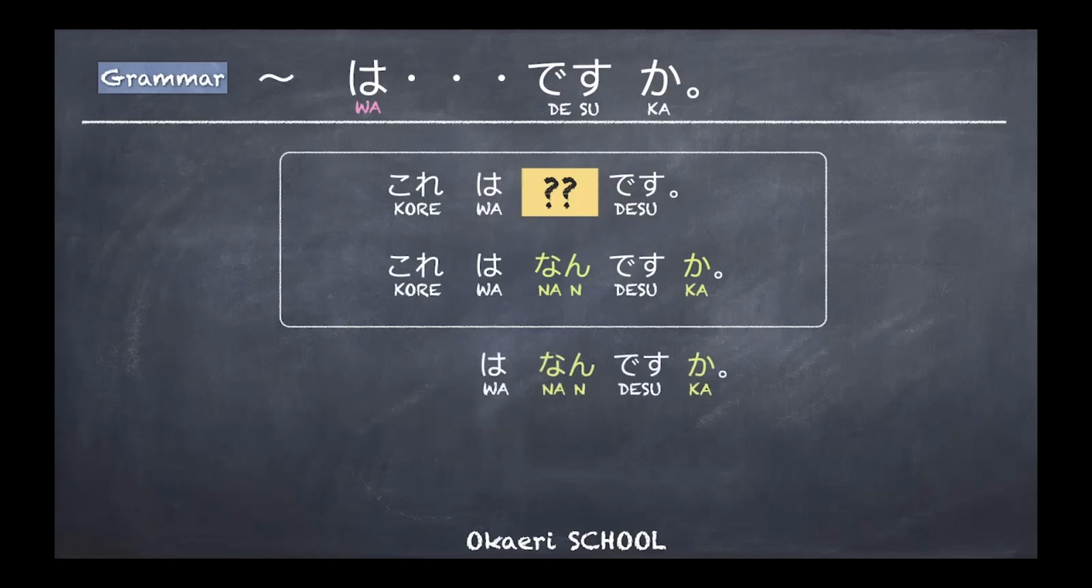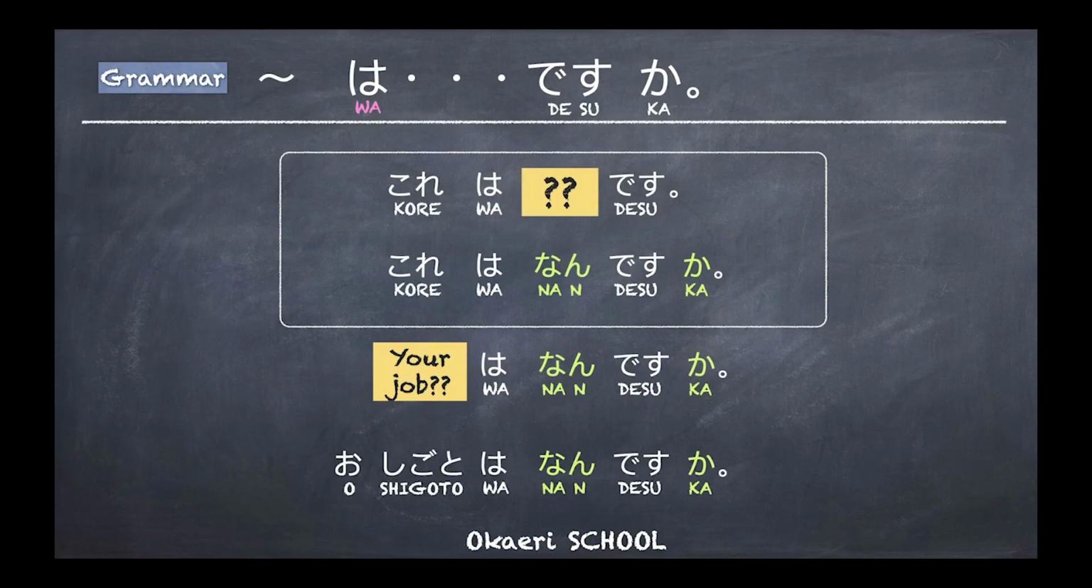So instead of this, これ, for example, your job is what? Your job is what? What is your job in Japanese? So think about it this way. Your job in Japanese, お仕事, and the same order. お仕事は何ですか? お仕事 is good enough to say a job, but it's a very good idea to put o to be very polite. Honorific o. So お仕事は何ですか? That would be what is your job?